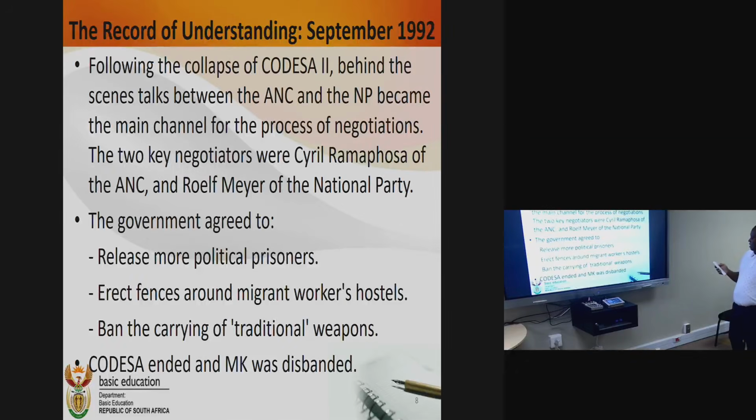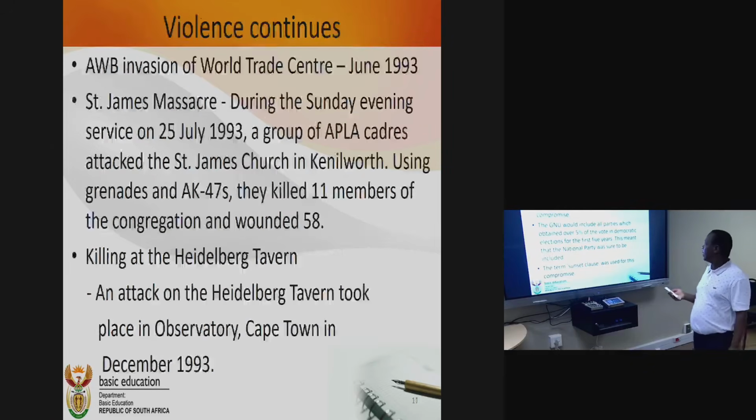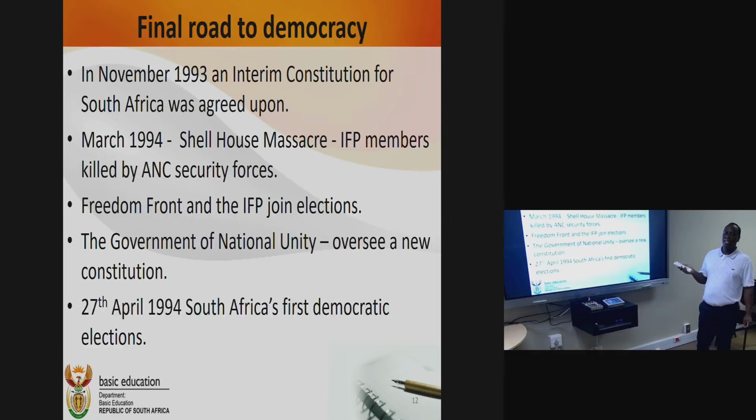After the Multiparty Negotiation Forum, you must know that there were also incidents of violence, as well as the killing of Chris Hani in 1993. This incident is very significant because for the first time, de Klerk knew that he was losing control of the country, and then he asked Nelson Mandela to address the nation on national television. And then Mandela managed to calm down the violence. And then on the 27th of April 1994, there were the first democratic elections in South Africa.